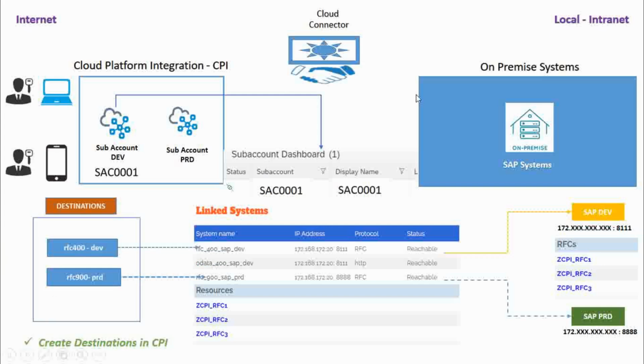Finally, the destinations. Once the cloud connector connections are done, come back to your CPI. In the CPI there is an option called destinations, create destinations. It is nothing but a pointer to the systems you defined in the cloud connector. These destination pointers we will be using in our RFC adapter. Remember, these destinations are just a pointer to your systems in the cloud connector. Once the destinations are created in the cloud platform, there is also an option to check the connectivity, which will tell you whether the connection is successful or not. Once it is successful, you are completely done.